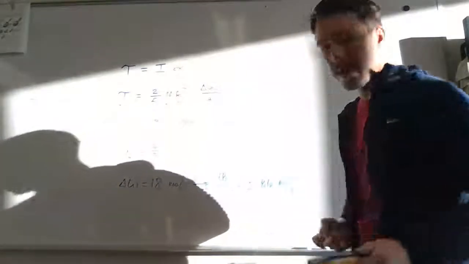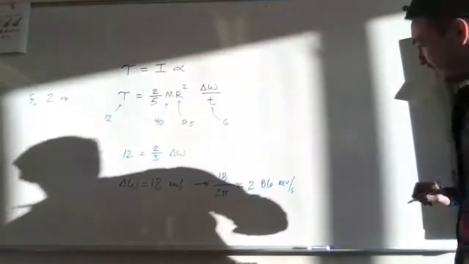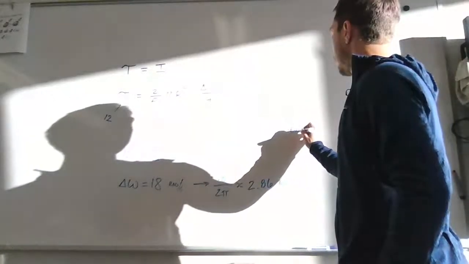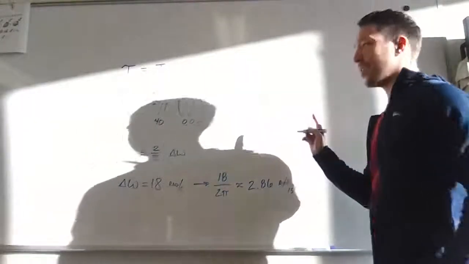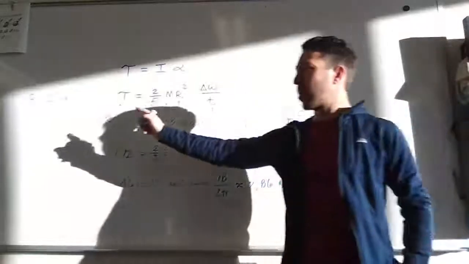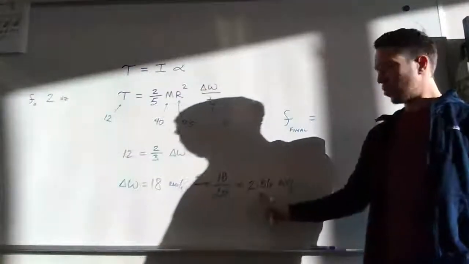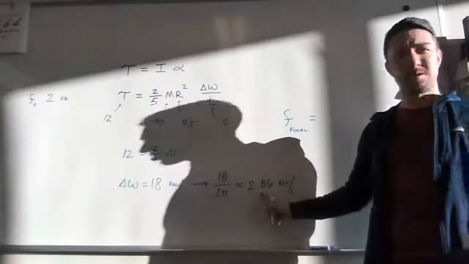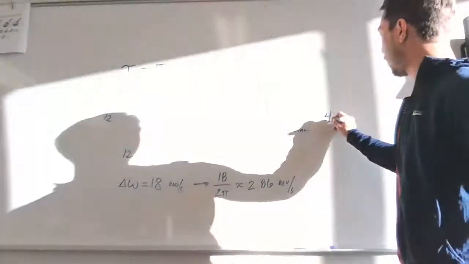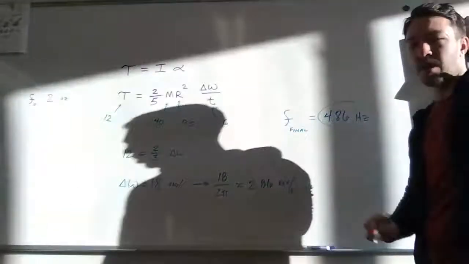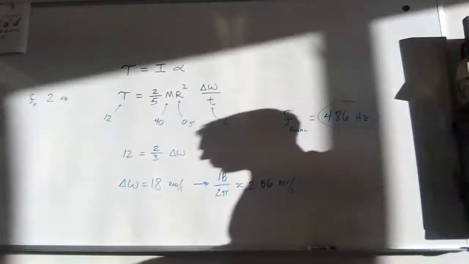revolutions per second. So what does that make our final answer? Well, our final answer is it started off at 2 hertz. It gained 2.86 hertz of rotational speed. So it's going to be 4.86 hertz is the final rotational rate. Okay.